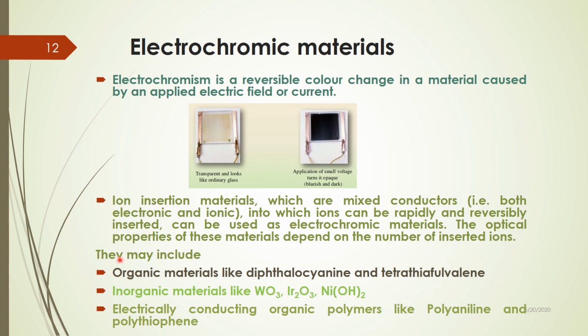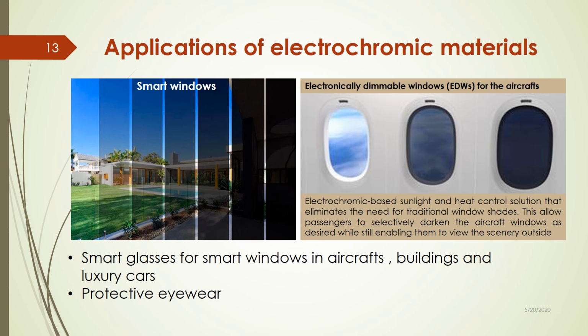The best known examples of electrochromic materials are organic materials like diphthalocyanine and tetrathiafulvalene, inorganic materials like tungsten trioxide and iridium oxide, and conducting polymers like polyaniline and polythiophene. These electrochromic materials are used in smart glasses for making smart windows in aircraft, buildings, and luxury cars.